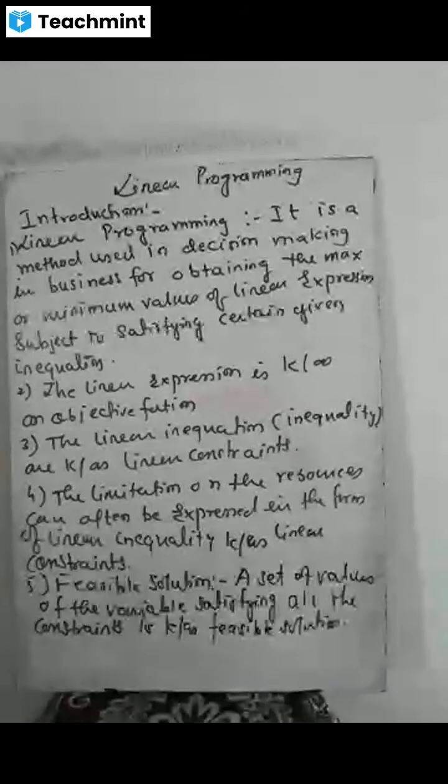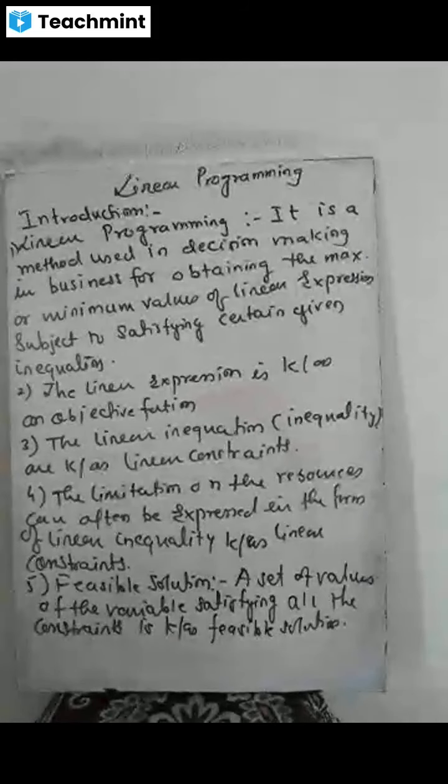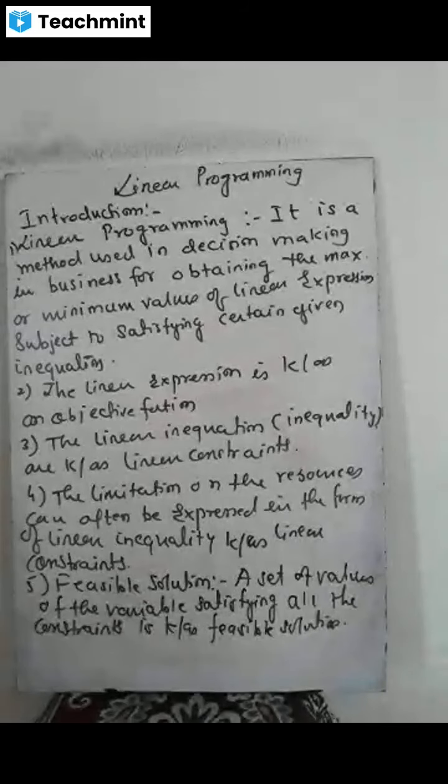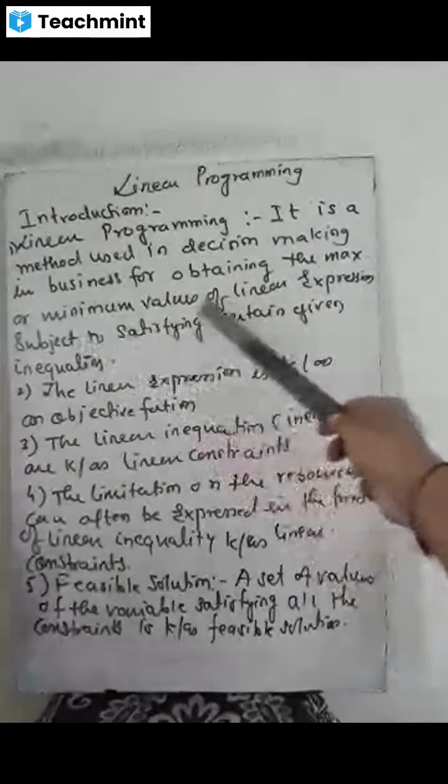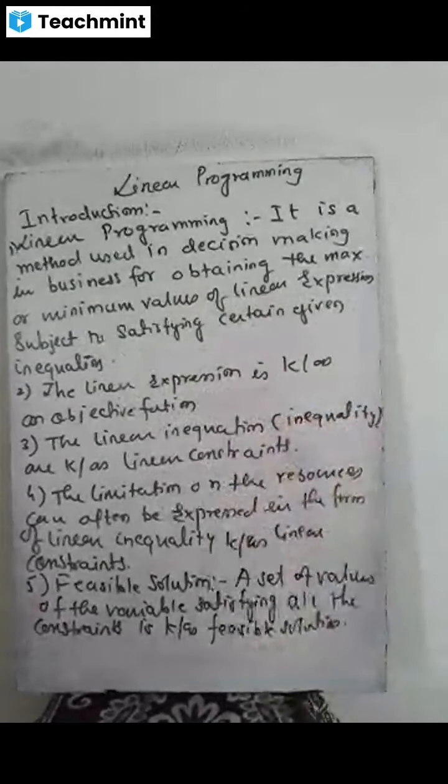Now this linear programming is a new chapter which is there for your first term. Here we are studying about general linear programming. It consists of maximizing and minimizing the objective function subject to certain given constraints. It is a method of decision making in business for obtaining the maximum or minimum value of a linear expression, subject to satisfying certain given inequations.